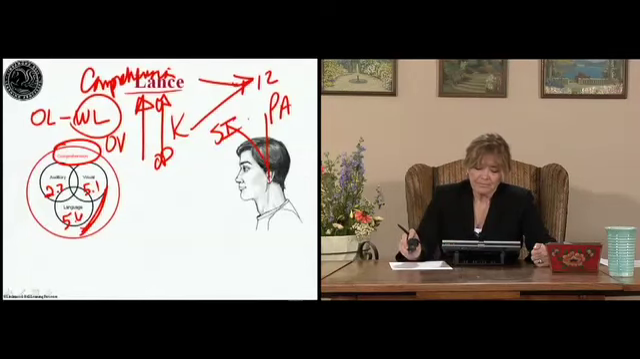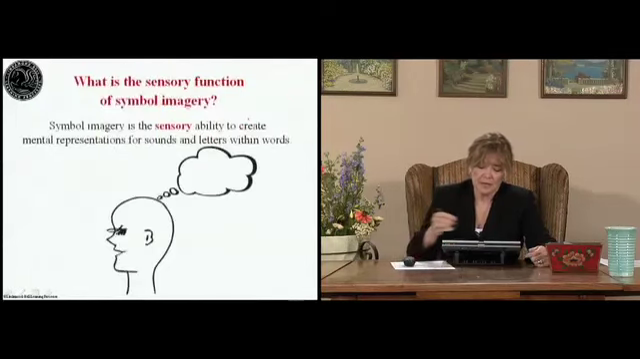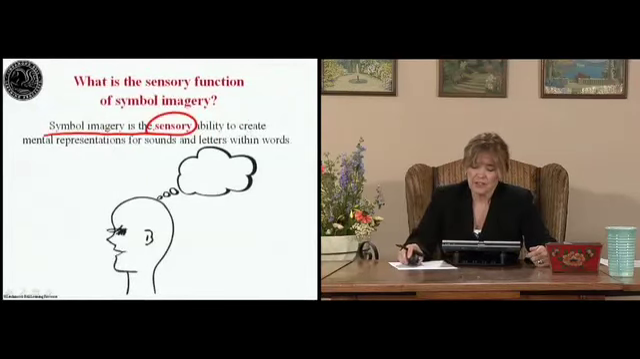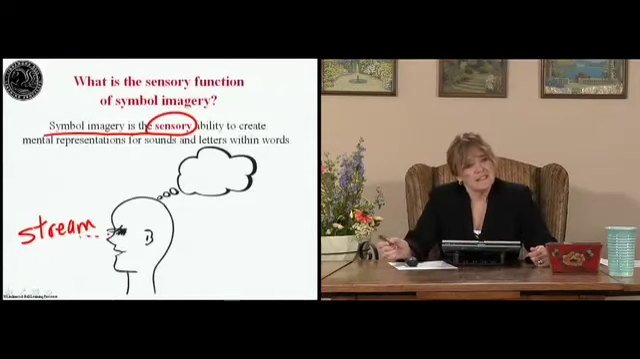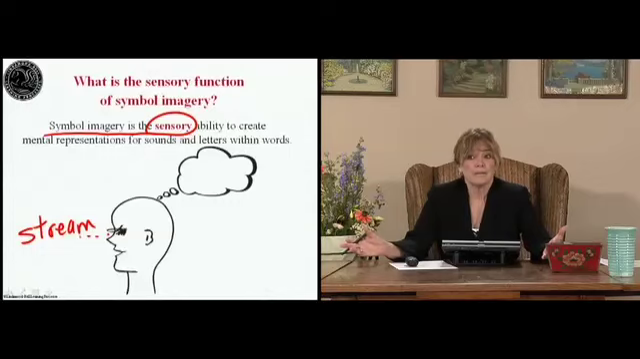And I think we need to talk a little bit about symbol imagery. It's the sensory ability to create mental representations for sounds and letters. So in Lance's case, he could look at stream and say steam and not know that something wasn't working. What's wrong? If he looks at stream, what's his error if he says steam? What did he do wrong?